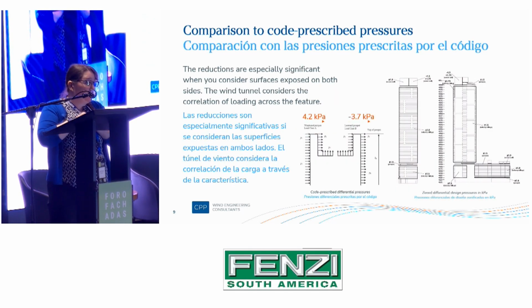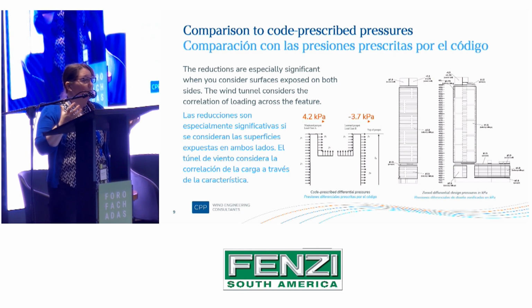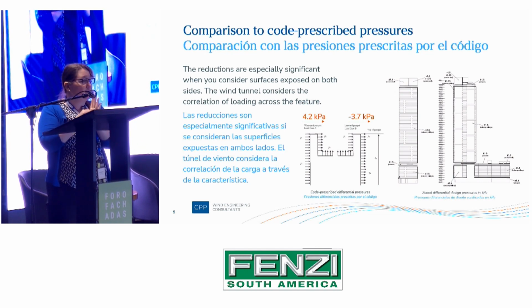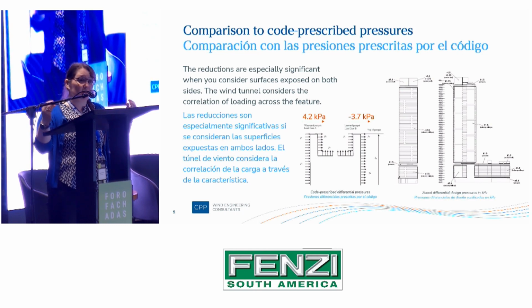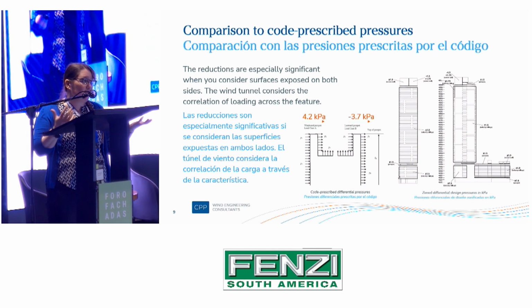The best opportunity for reductions are things that are exposed to wind on both sides. So we think of parapets and balconies, anything that has pressure from the wind on both sides. Codes tend to handle those together. And so when we can do a wind tunnel study, we can often have lower pressures, which can be a significant savings from structural steel as well.